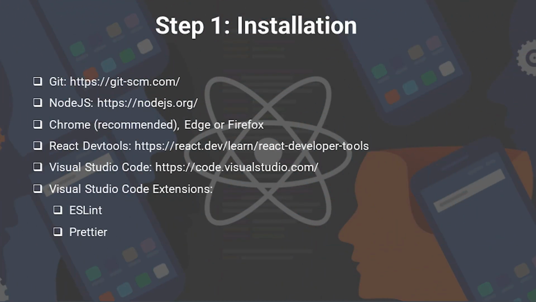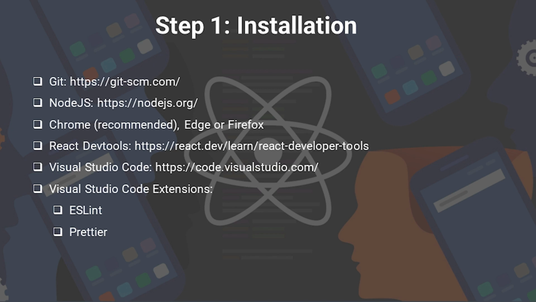Before we start, let me quickly introduce you to the setup. Inside your local machine, you need to install Git, Node.js, and a modern browser: Chrome, Edge, or Firefox. This course will use Chrome. You also need to use React DevTools. It is an extension to your browser. You can go into this link to install it.